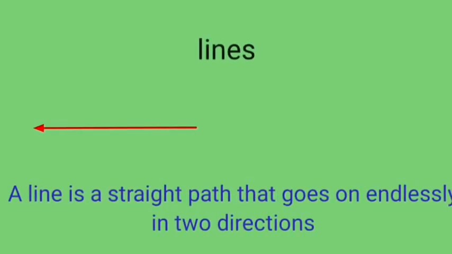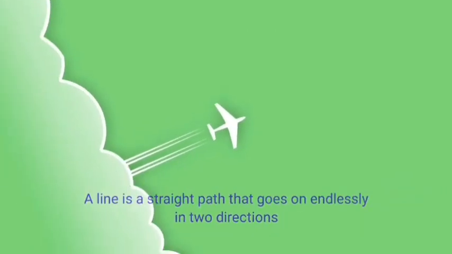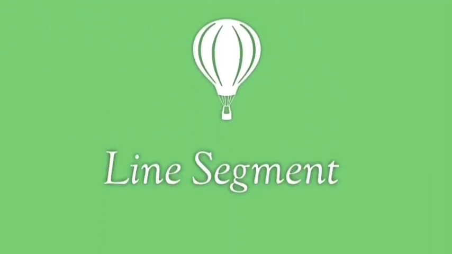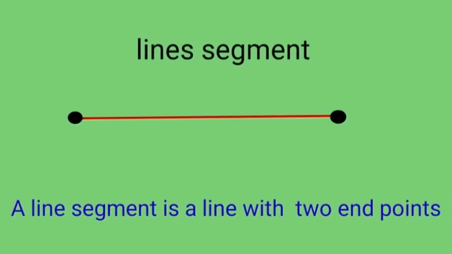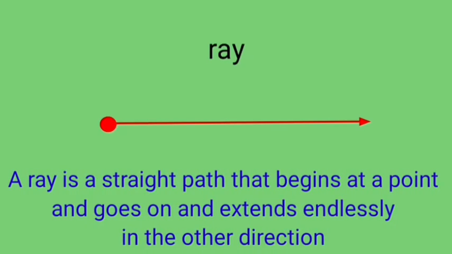A line is a straight path that goes on endlessly in two directions. A line segment is a line with two endpoints. A ray is a straight path that begins at a point and extends endlessly in the other direction.